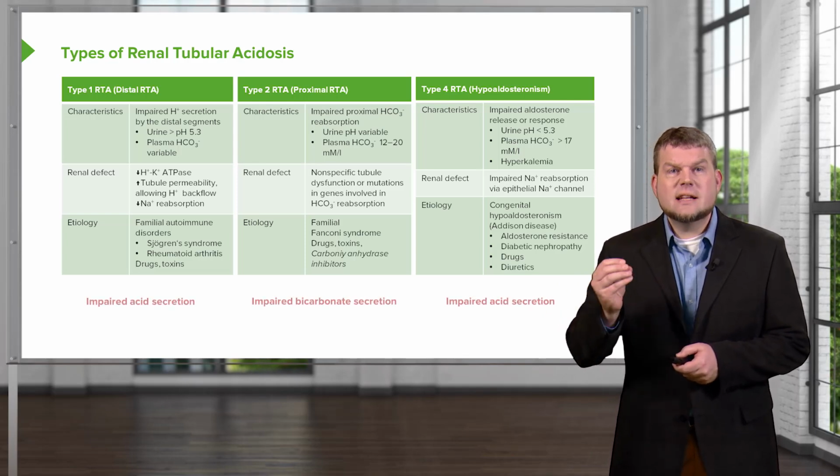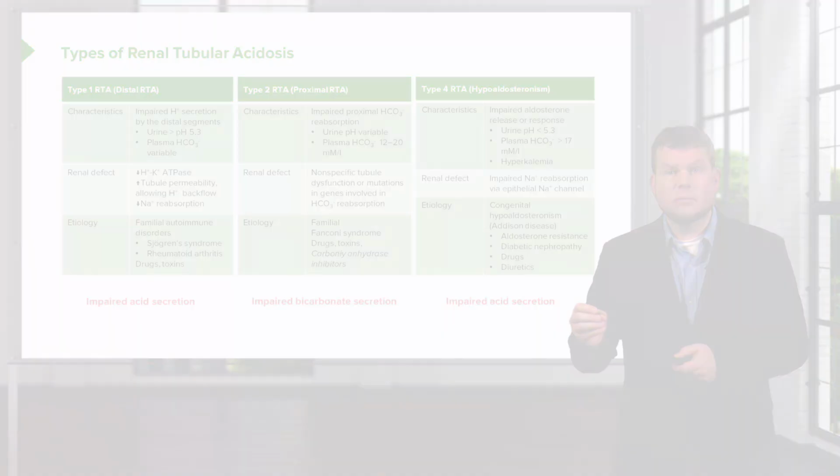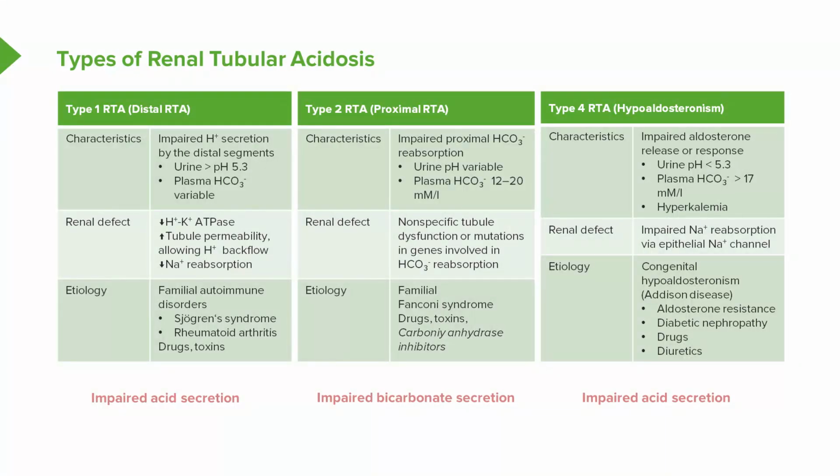It just so happens that type 1 renal tubular acidosis is a problem with acid secretion, while type 2 renal tubular acidosis is impaired bicarbonate secretion, and type 4 is also impaired acid secretion. If you can keep these as straight as possible, you'll hopefully be able to better diagnose what your renal tubular acidosis might be. So 1 and 4 impaired acid secretion, type 2 bicarbonate secretion.